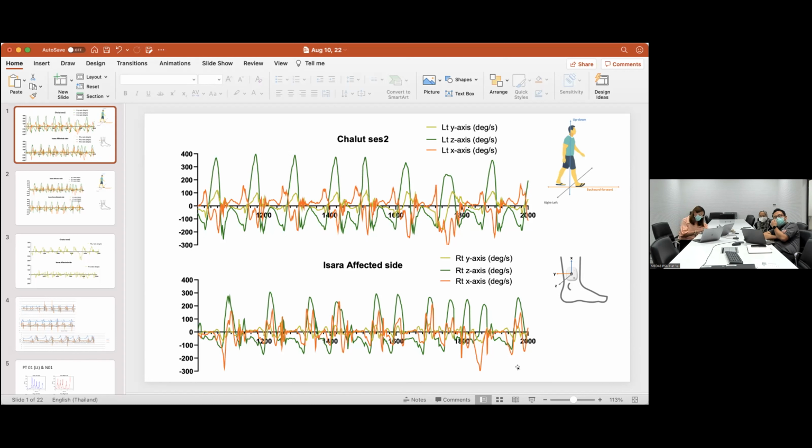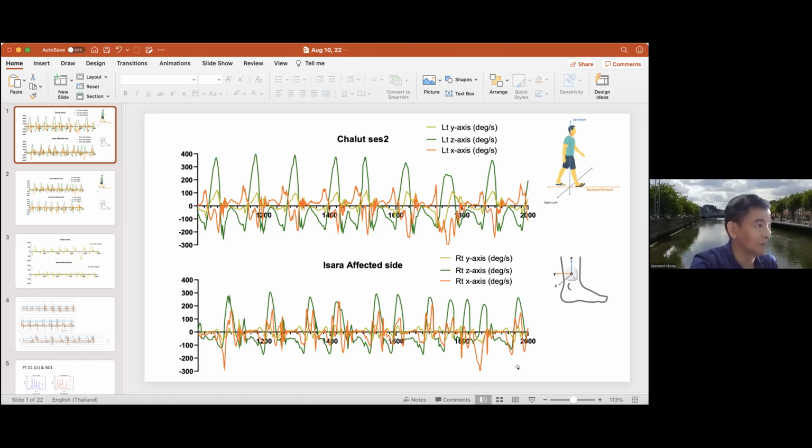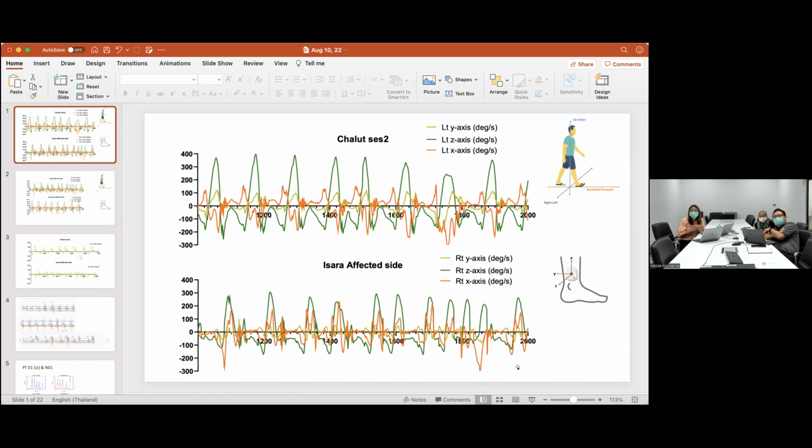Yeah, I think it's a good suggestion. So we let them know that there is no difference in the y-axis. Yeah, that's right.